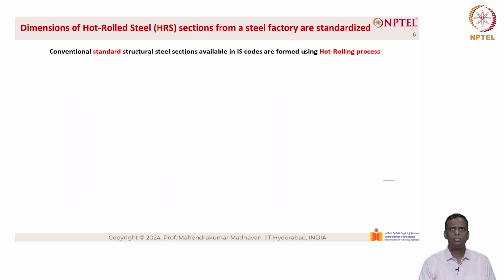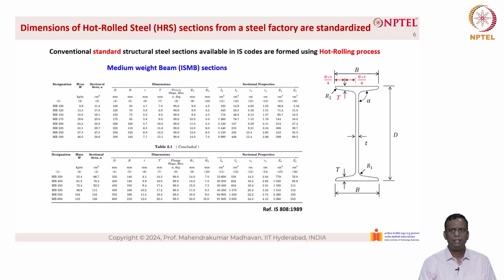Now, let us look at another code, which is IS 808 published in 1989. This is for medium weight beams, which is ISMB, Indian Standard Medium Beams. You can see that these are all tapered flanges, not parallel flanges. As you can see here, there is a tapering at the flanges and the flange edges are very thin, and as it goes towards the web, it becomes thicker. The width of the flange is B, the depth of the section is D, and you can also see an alpha, that is the angle. The capital T is the thickness of the flange. Unfortunately, it is not uniform. It is taken at B minus T by 4.